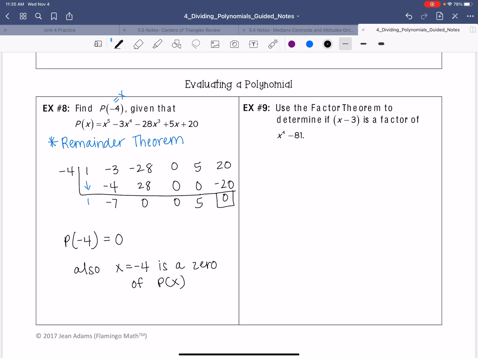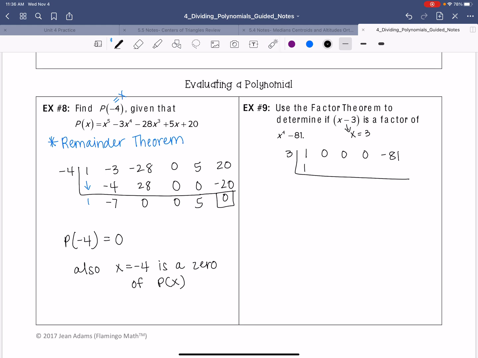All right, and then last one: use the factor theorem to determine if x minus 3 is a factor of x to the 4th minus 81. Same old, so list it out. I have a 1. In front of the x cubed, I have 0. In front of x squared, I have a 0. In front of the x, I have a 0. Constant, -81. We are x equals 3, so we're dividing by 3.